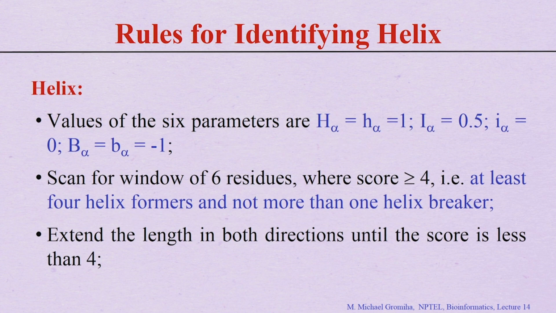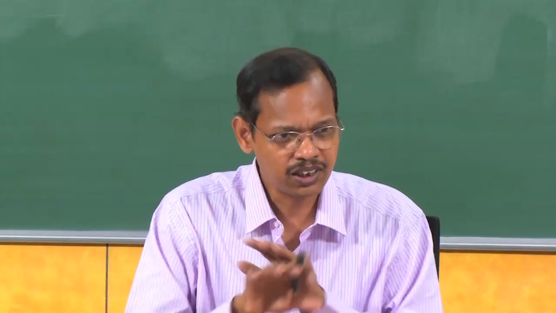For example, if it is helix, we take the different parameters, for example H alpha. This is the helix former, we take it as 1, and this is the weak helix former, take it as 0.5. This is the weak helix breaker, they take it as 0, and these are helix breakers, they put at -1, because we have to give preference for the residues which have high preference to be in alpha helix. If it has no preference, or less preference, take it as -1.